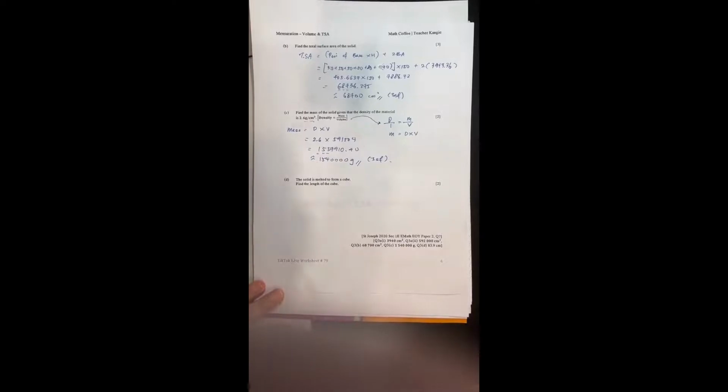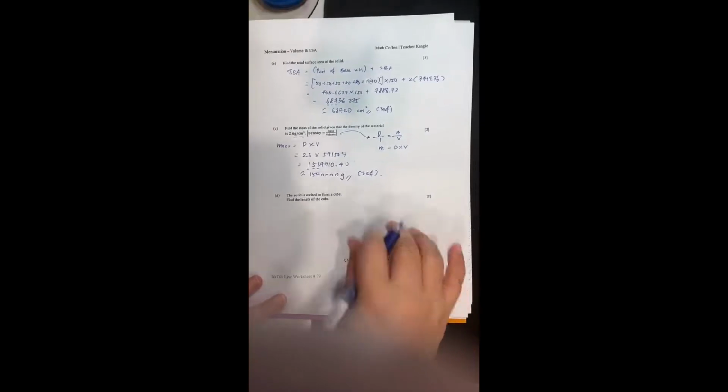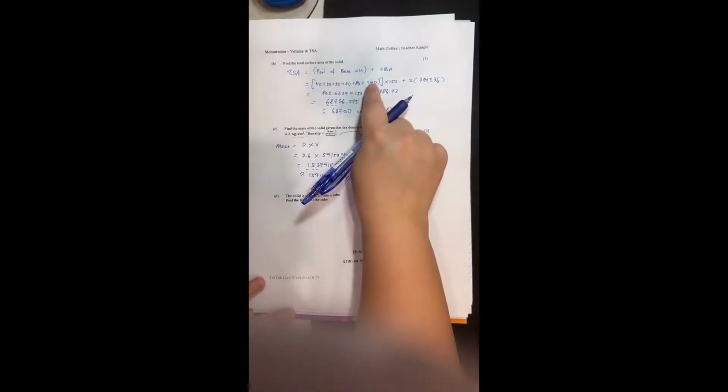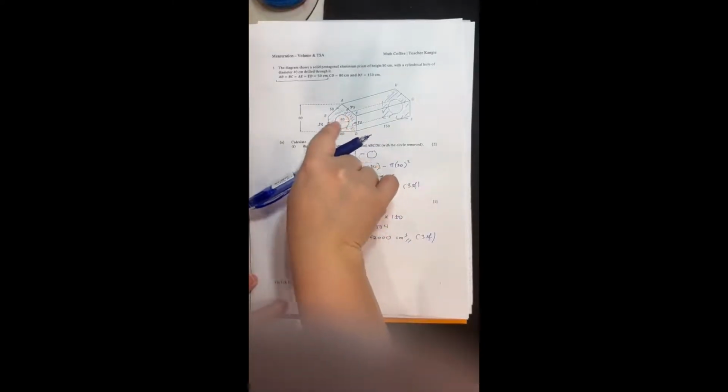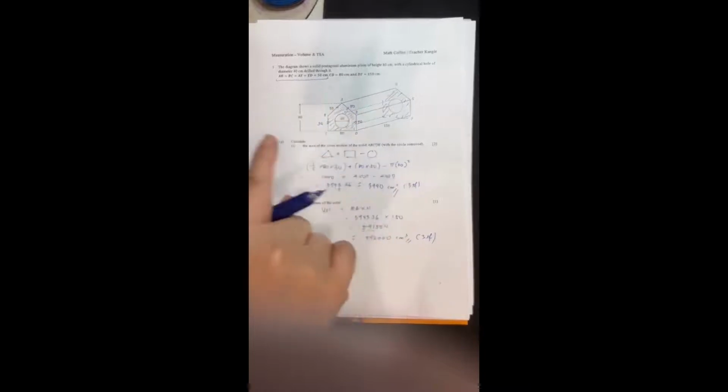So now let's move to part D. For part B, why need to plus pi times 4 times 10? Because you need the inside hollow, right? There's also a curved surface area, which is the cylinder, which is pi dh.